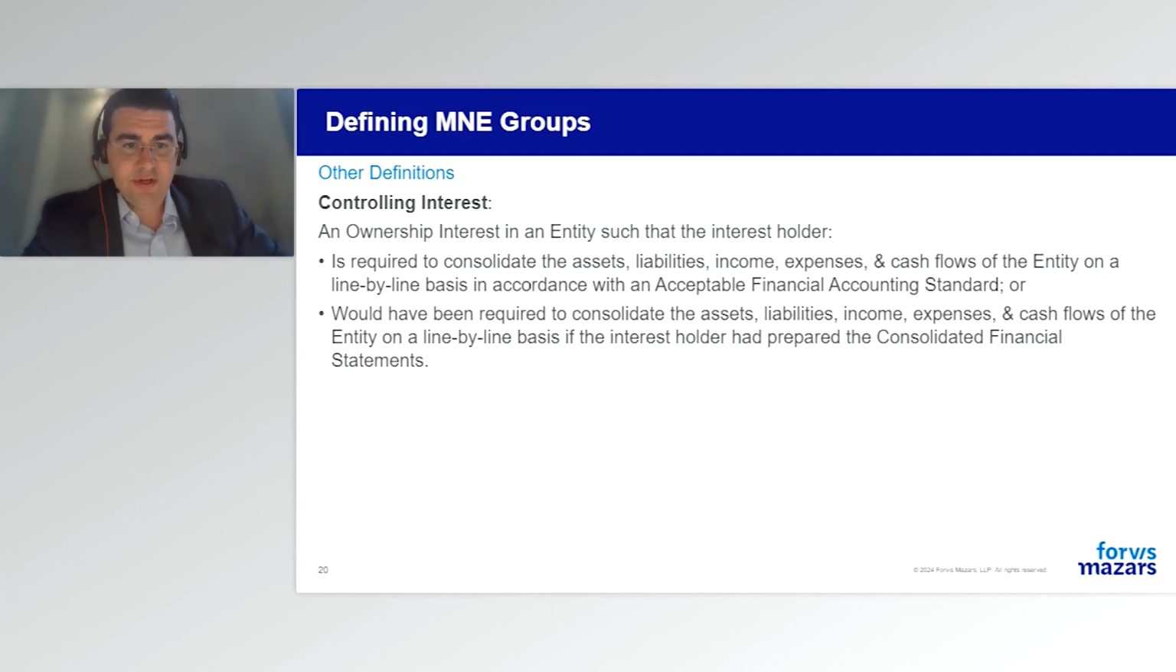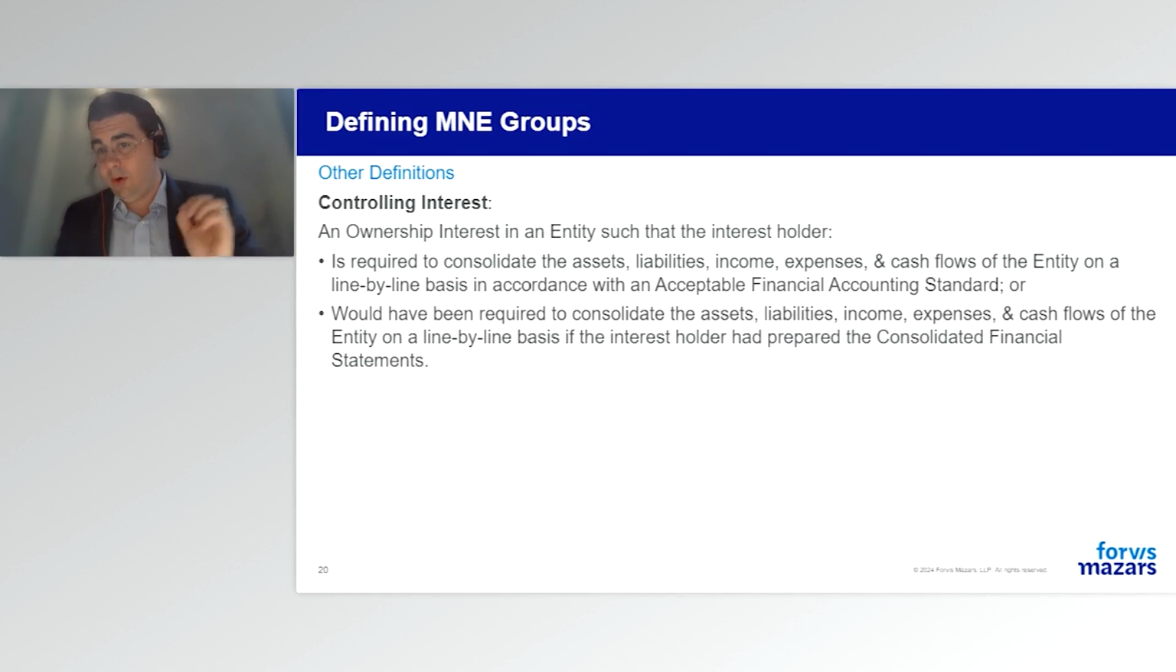An ownership interest in an entity such that the interest holder, and this is what a controlling interest is, is required to consolidate the assets, liabilities, income, expenses, and cash flows of the entity on a line-by-line basis in accordance with an acceptable financial accounting standard. That part is relatively straightforward for most M&E groups.